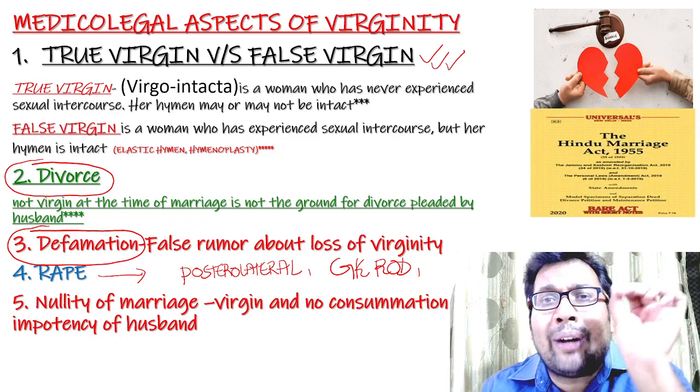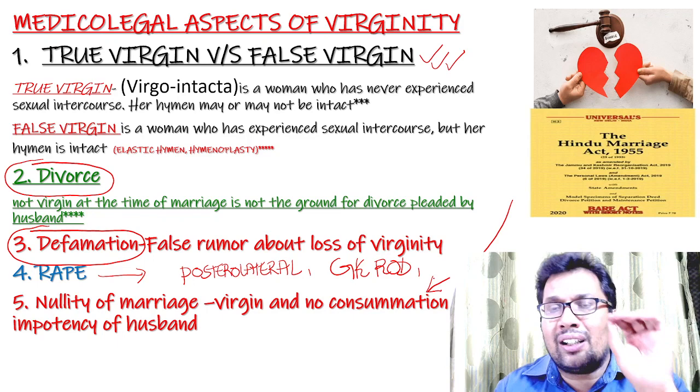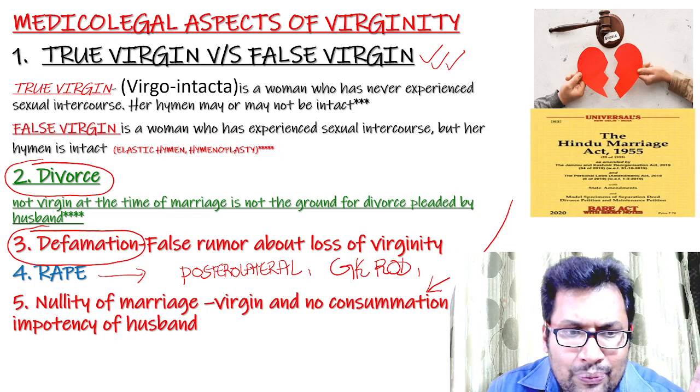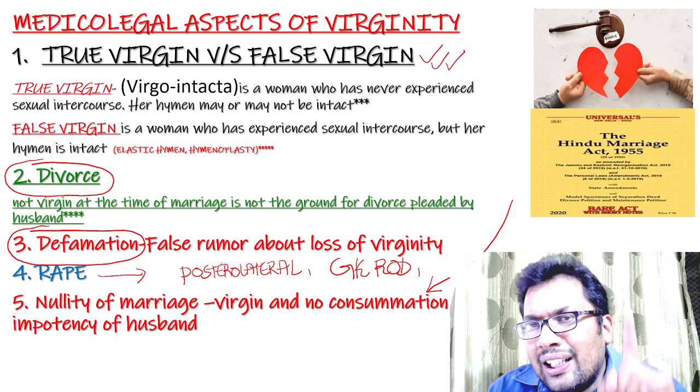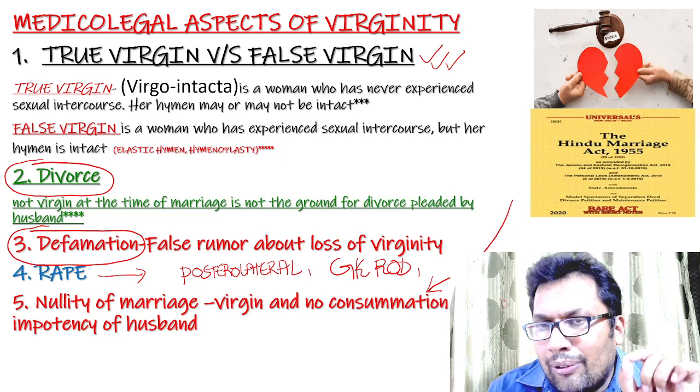So these are the five important medico-legal aspects of virginity. The first is true virgin and false virgin. Second is divorce. Third is defamation. Fourth is rape and its importance in medico-legal examination. Lastly, nullity of marriage. So this is about virginity and its medico-legal importance in brief.